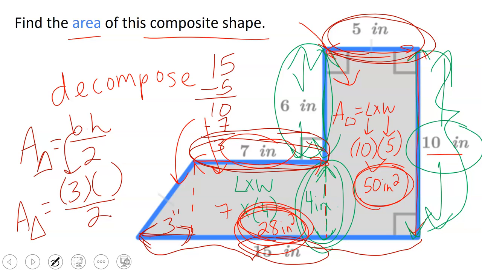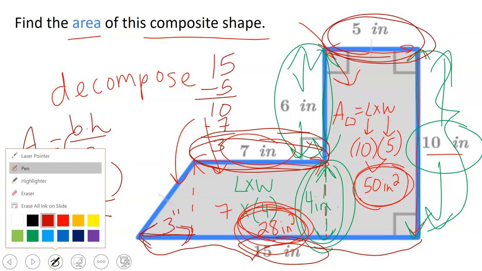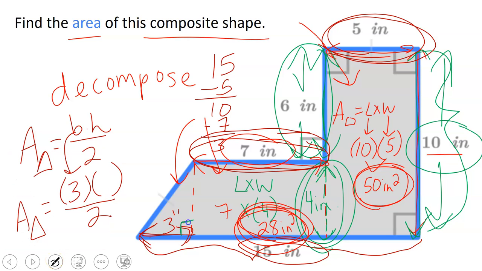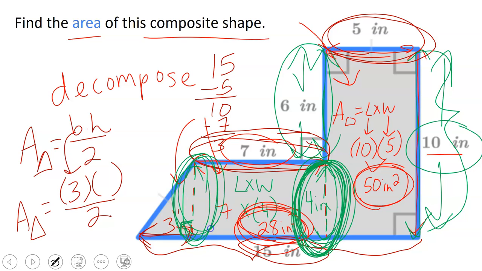Then the height is perpendicular to the base. So let me switch colors. So we need a line that is perpendicular to the base. So that would be this line right here. And we already found that this height is equal to 4 inches. We found that this value was 4 inches. So this is also 4 inches. So the height of that triangle is 4 inches. So I go ahead and I multiply the numerator values together. 3 times 4 is 12. And then I divide by 2, and I get a value of 6.